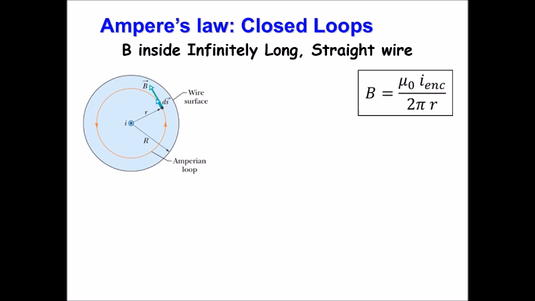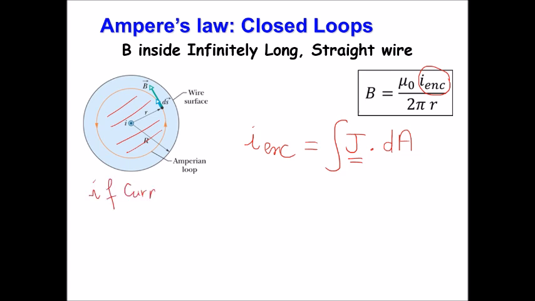It's similar to the formula of B outside, just the difference, here we have I enclosed. So what is I enclosed? I enclosed by this area. Well, that's the integral of the current density times dA. Okay. So I need to know the current density distribution. There is a particular case if the current is distributed uniformly. If I have a uniform current, what does it mean by that?